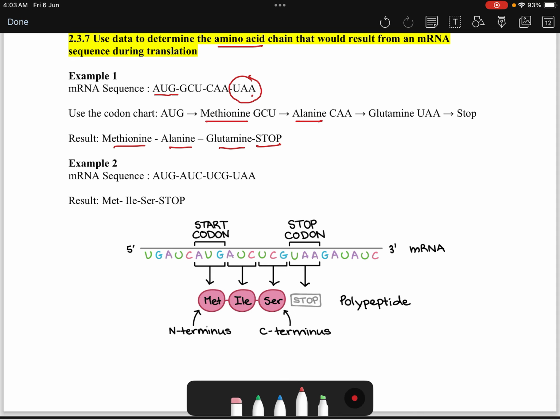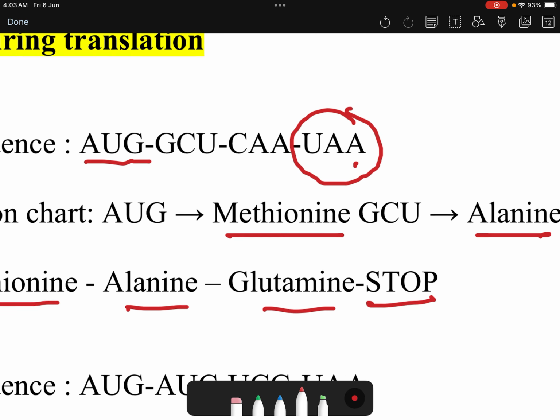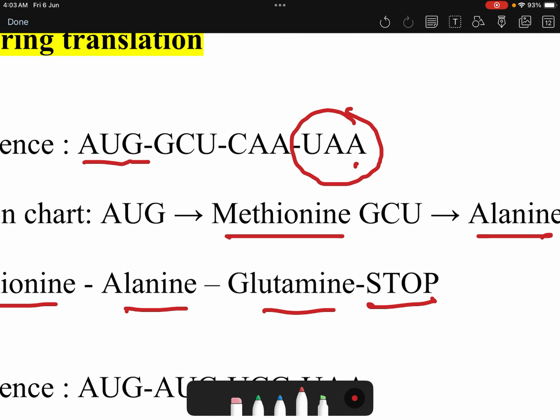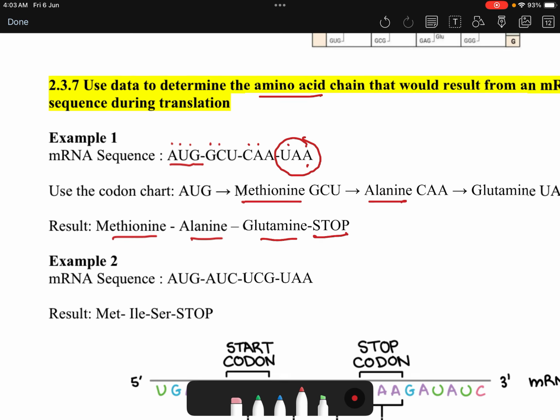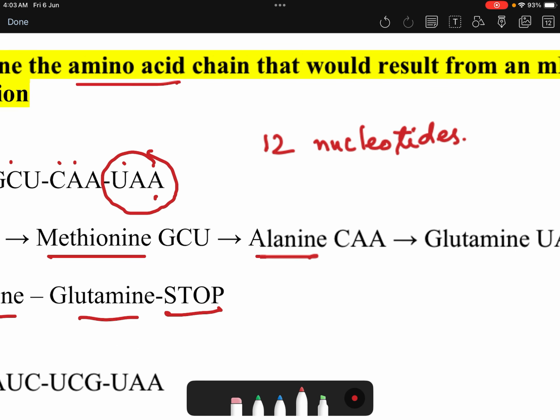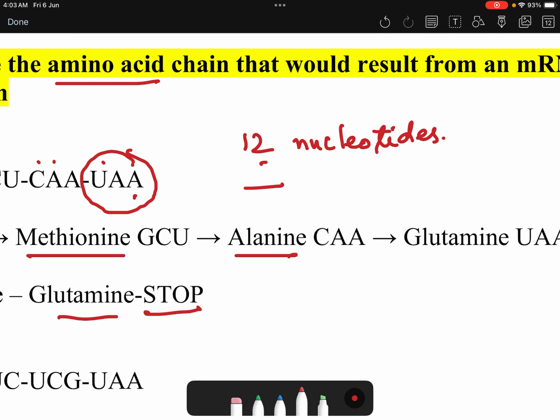Okay. So see, here there is another question. How many nucleotides do you have here? 1, 2, 3, 4, 5, 6, 7, 8, 9, 10, 11, 12. So there are 12 nucleotides. Okay, since we know that each 3 makes one codon, so how many codons do you have? So simple, 12 divided by 3, that is 4. So we have 4 codons.